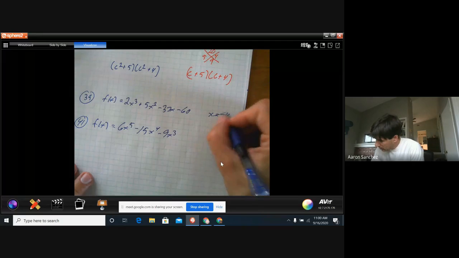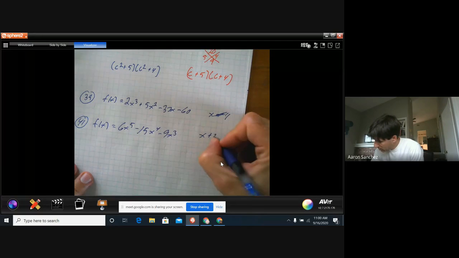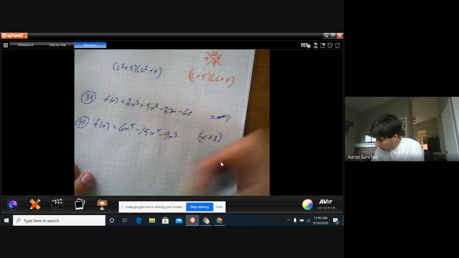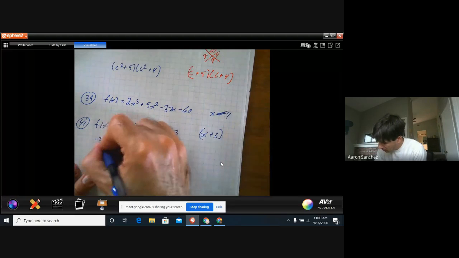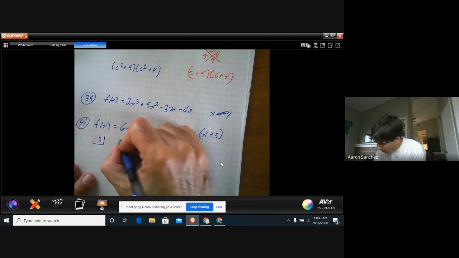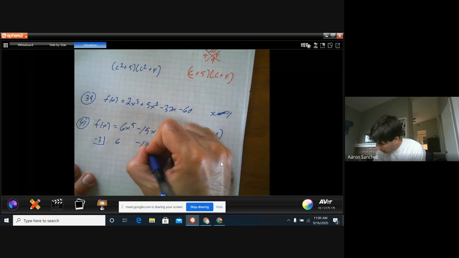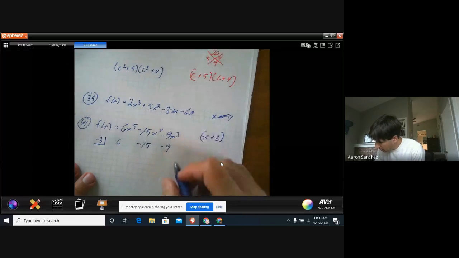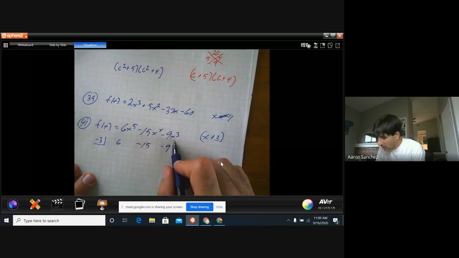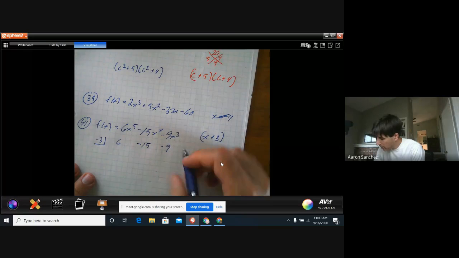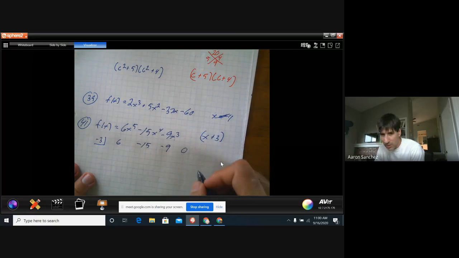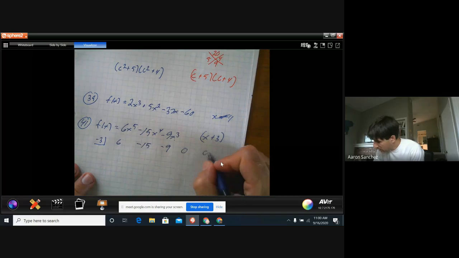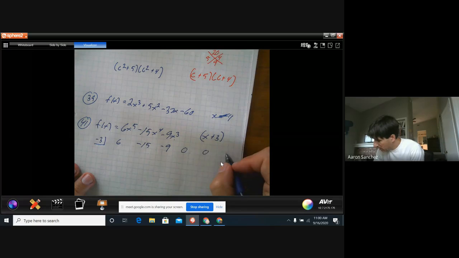No, this is supposed to be x minus 4. Is x plus 3 a factor, right? So what we're going to do is take a -3. We're going to go like this: 6, -15, 5, 4, 3, -9. But we also have x squared. For x squared, we need a 0, x, and then the number.